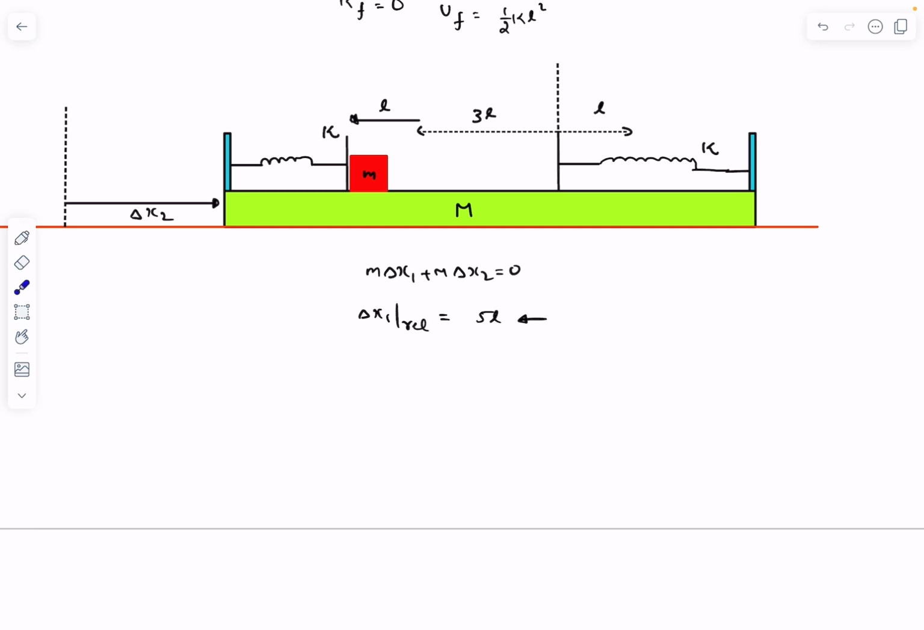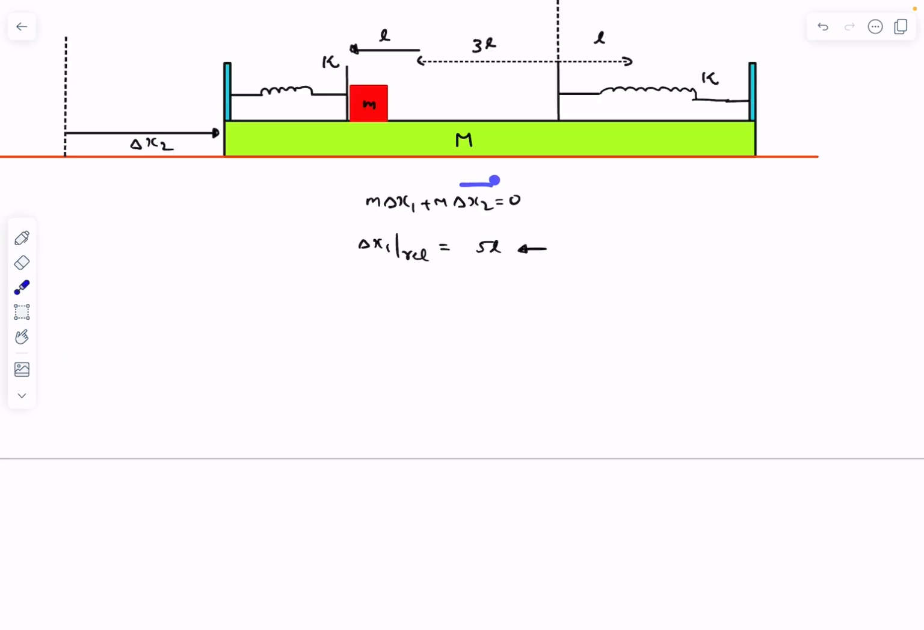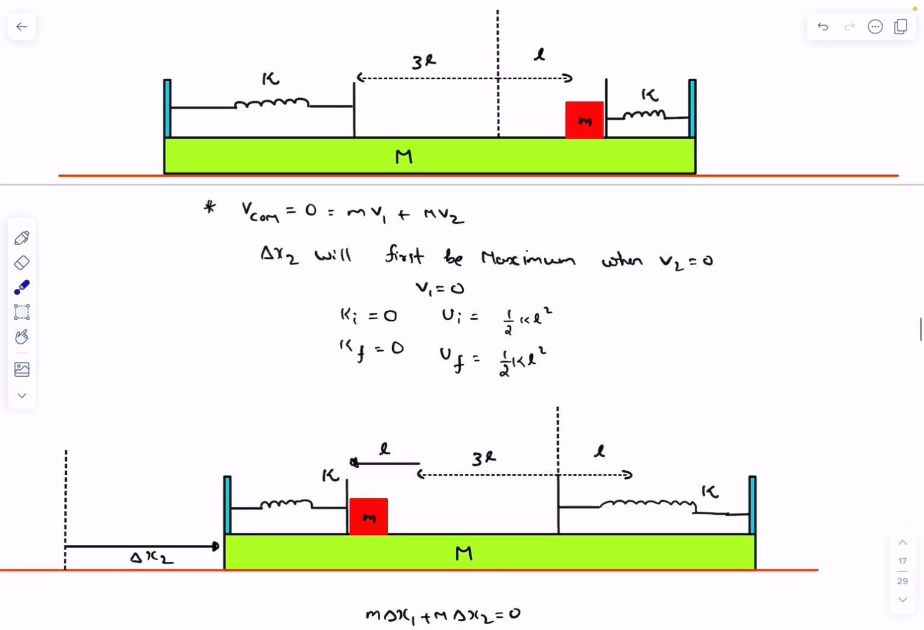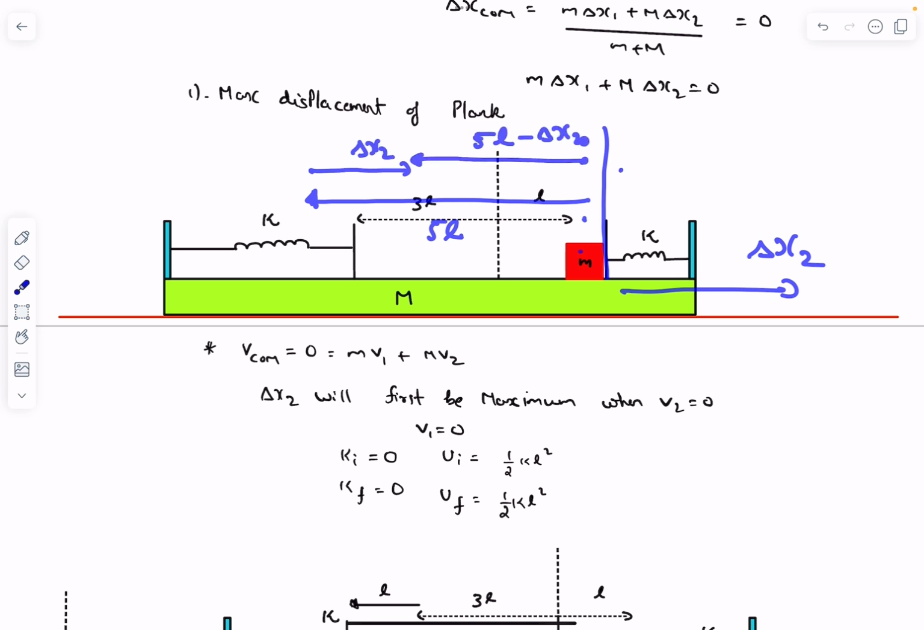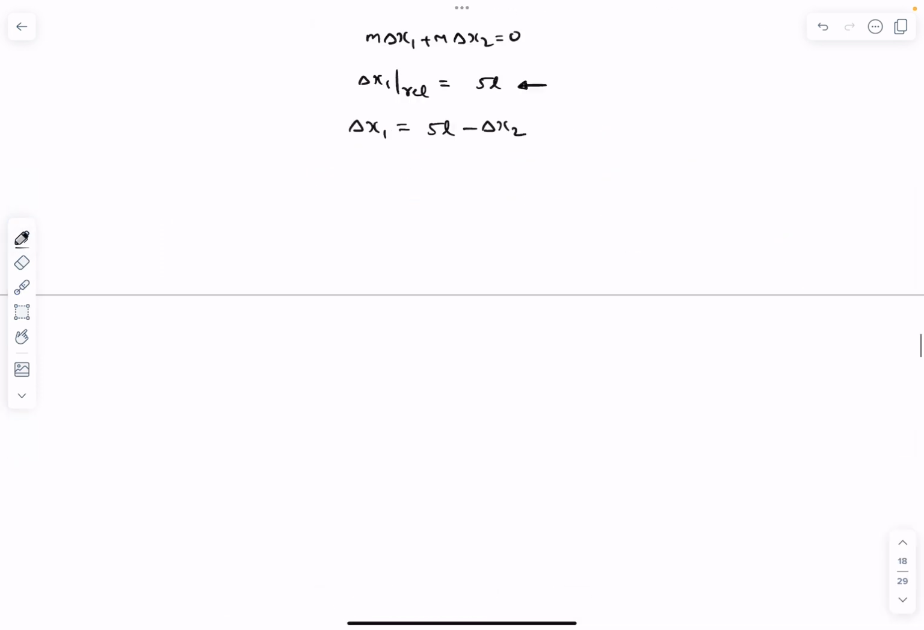But the plank itself moved towards the right by an amount of delta x2. So as I assumed delta x2 is towards the right, delta x1 must be towards the left. So this would be equal to 5L, which is the relative displacement, minus delta x2. If I go back to my original diagram, relative to this plank, small m moved towards the left by an amount of 5L, but the plank itself moved towards the right by an amount of delta x2, right? So the final position is going to be 5L minus delta x2 towards the left. So that's what I did over here.